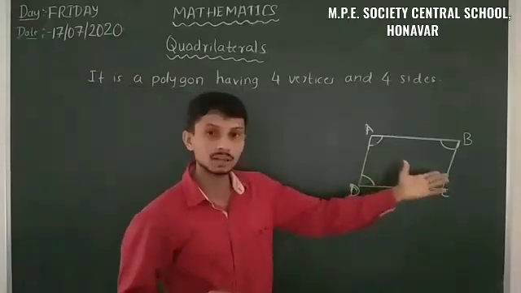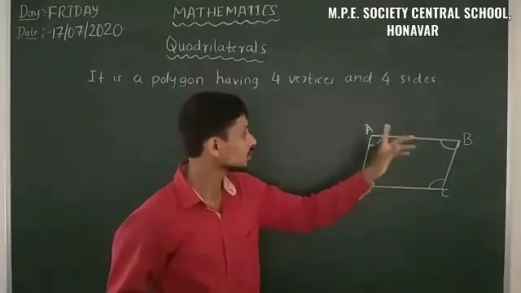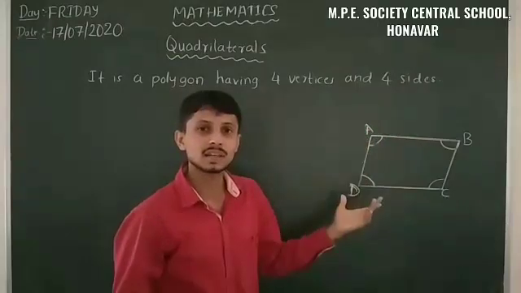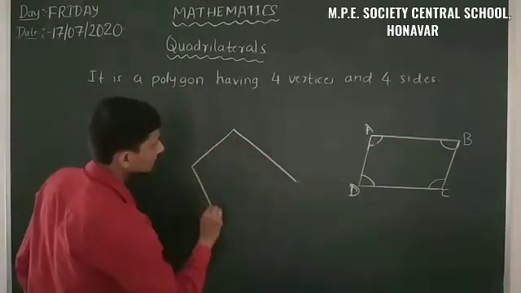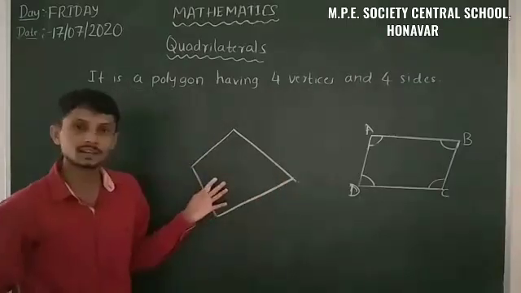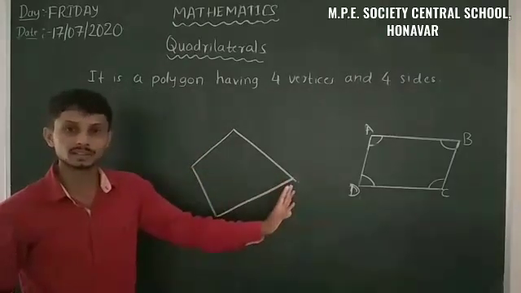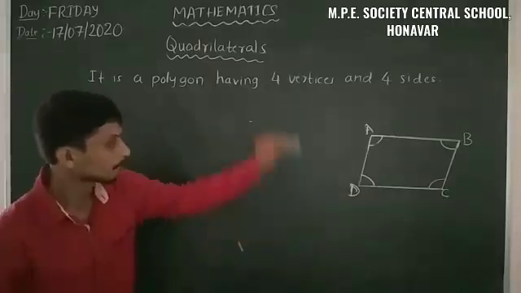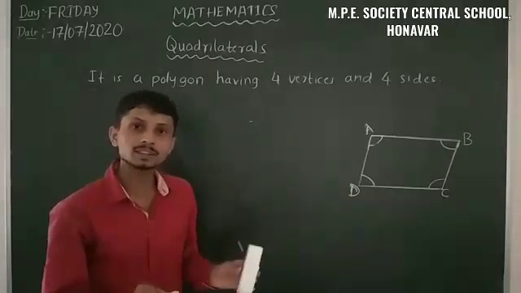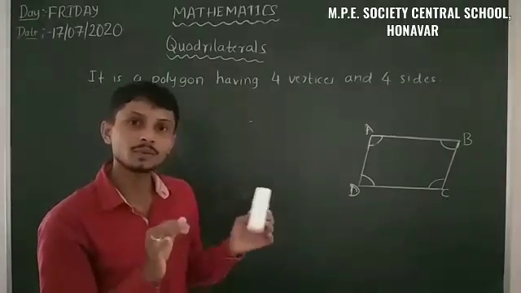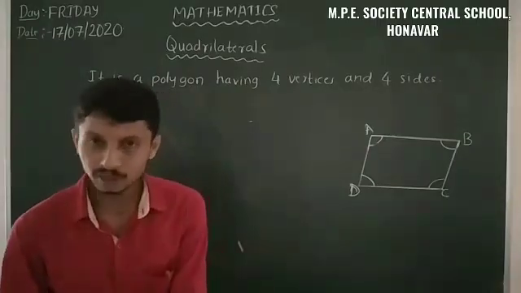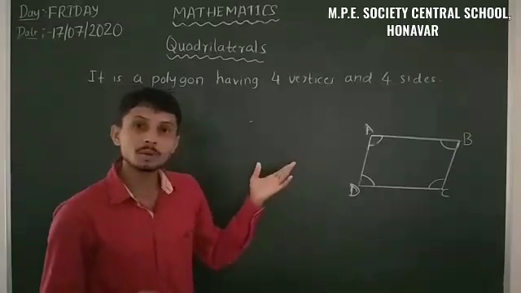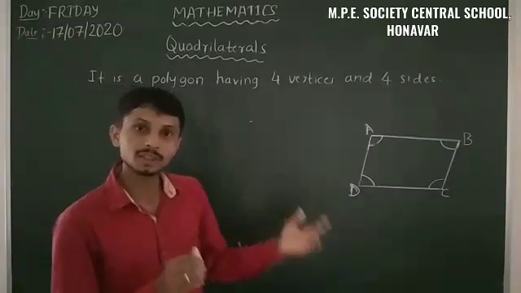Here it's a simple quadrilateral. You can take any shape. I will take it like that here. It is also a quadrilateral having 4 sides and 4 vertices. You can take any shape, the fact is it must have 4 vertices and 4 sides. So let us move on to some of the basics, some of the terminologies.